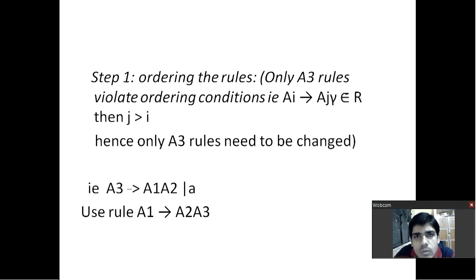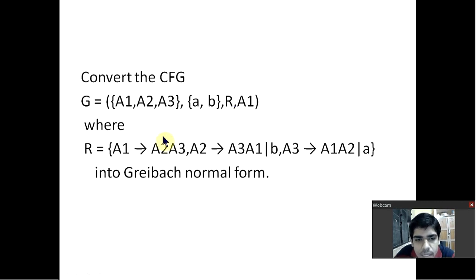To convert it into GNF, step 1 is that it should follow the ordering rule. That is, if Ai implies Aj gamma, then j should be greater than i. In this case, the first rule follows the ordering rule, the second rule follows the ordering rule, but the third rule, A3 implies A1 A2, does not follow the ordering rule. In this rule, the ordering rule is violated. So we have to change only this rule.